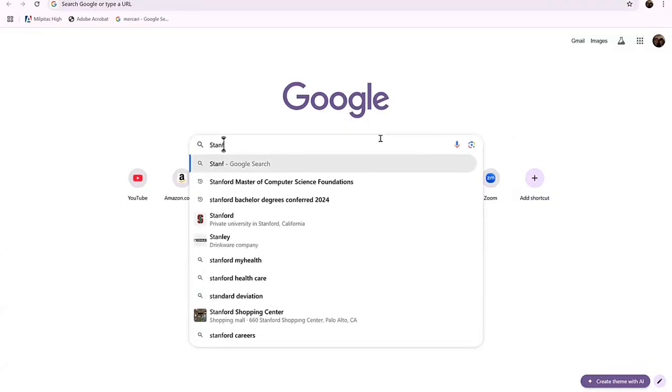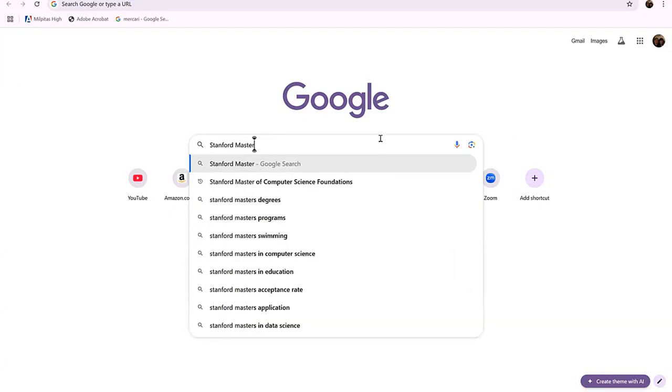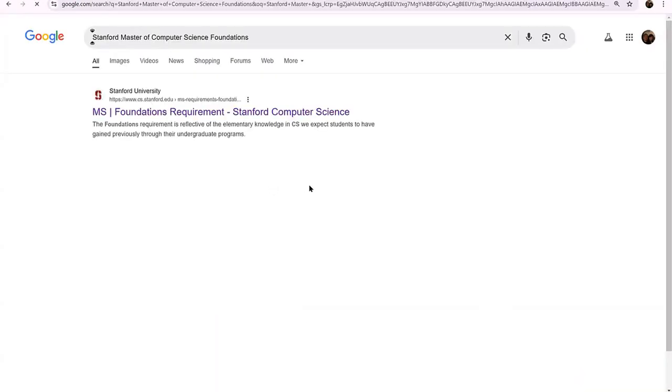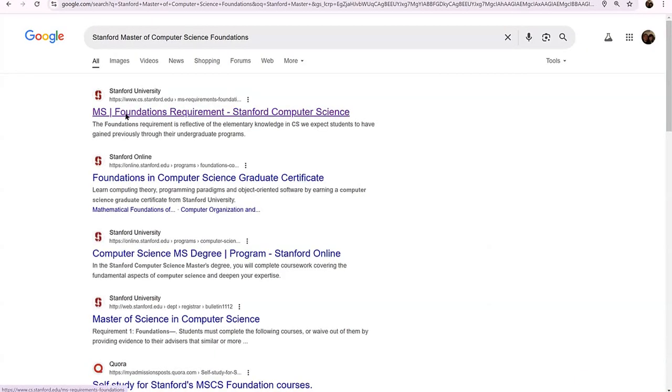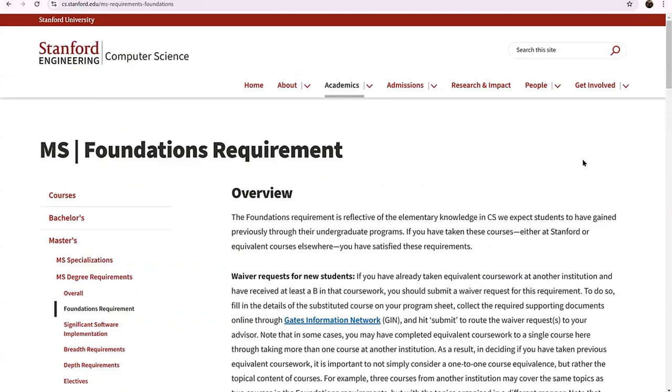Stanford Master of Computer Science Foundations. You go here, and it has the Stanford Foundation requirement, Stanford Computer Science. Just click it. This page tells you that if you want to apply for the master program at Stanford, what is your educational background requirement? That is their foundation requirement. If you have a deficiency, they will require you to take it again in their master program.